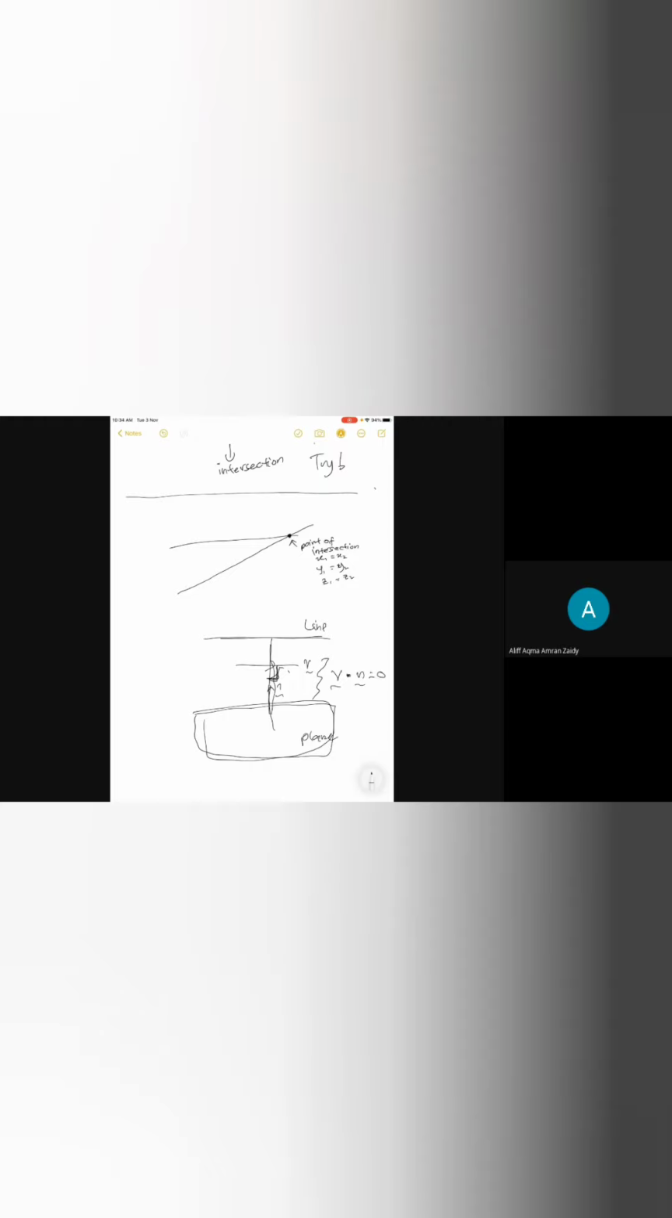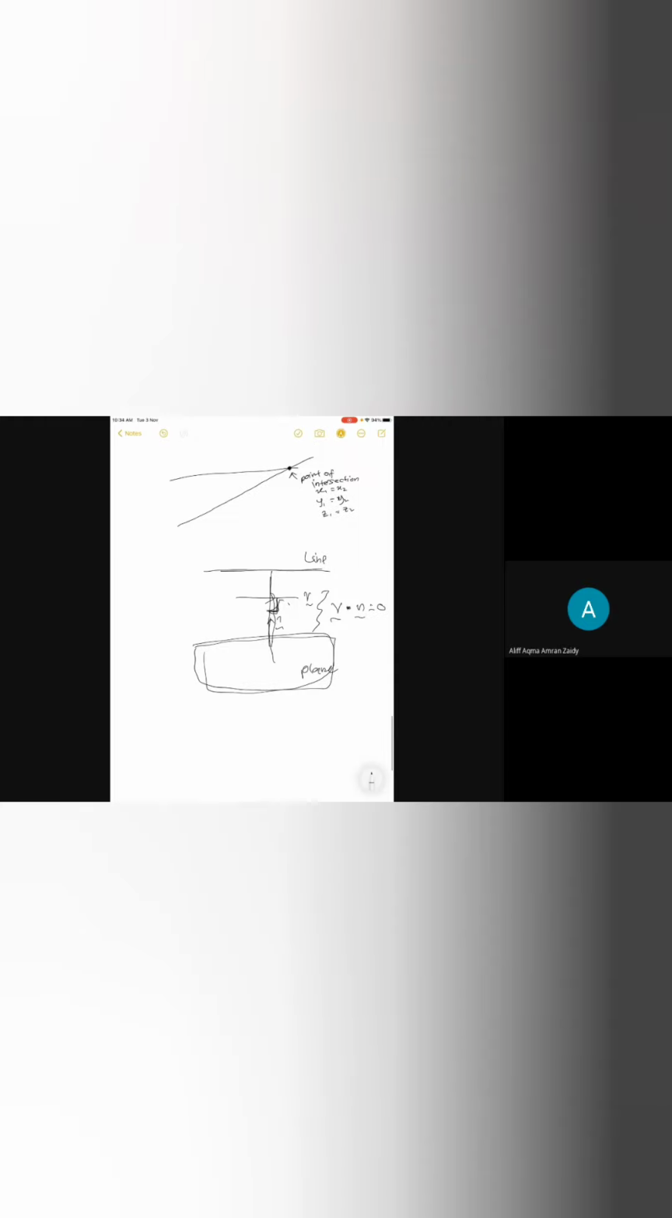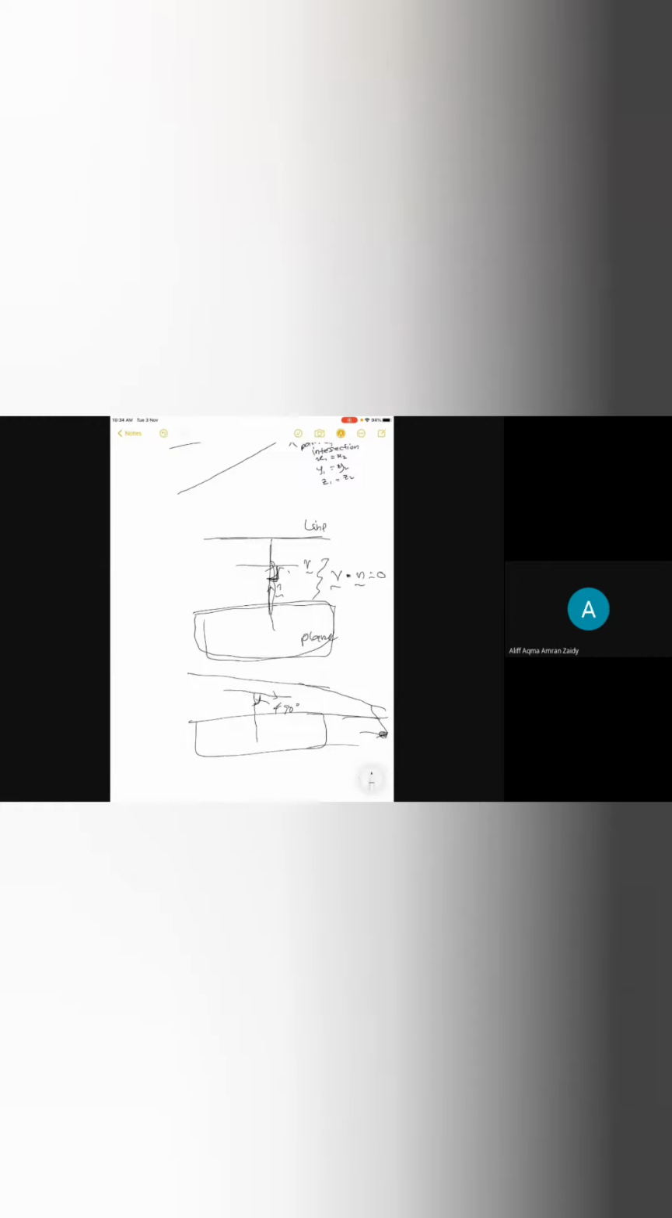Kalau dia tak 90 darjah, maknanya dia akan intersect sikit kan. Macam yang ini tadi. Okay, yang ini dia tak 90 darjah, dia bukan 90 degree. So dia memang at one point bila dia turun lagi hujung ni, dia akan jumpa.